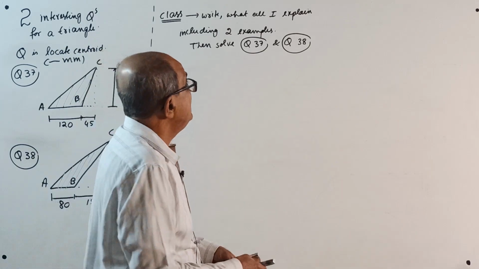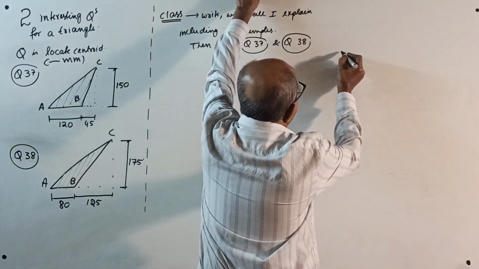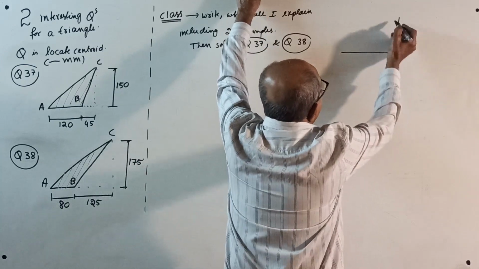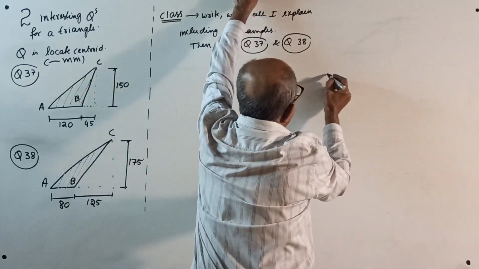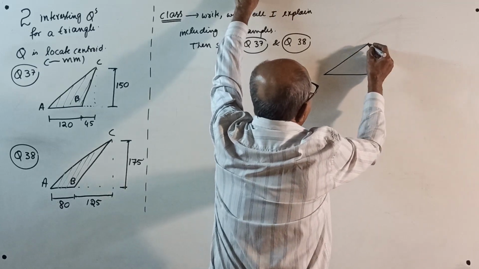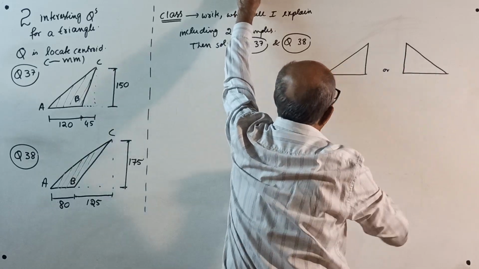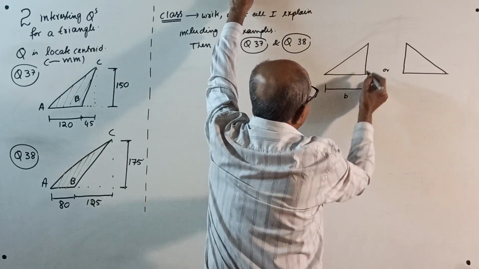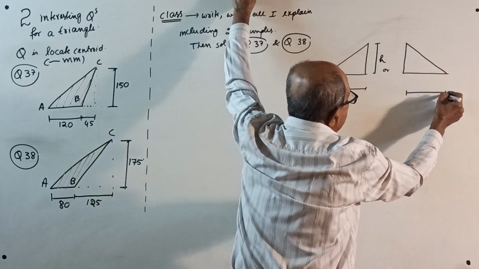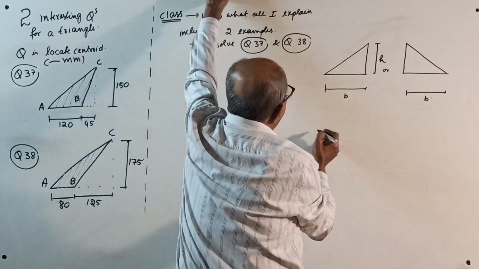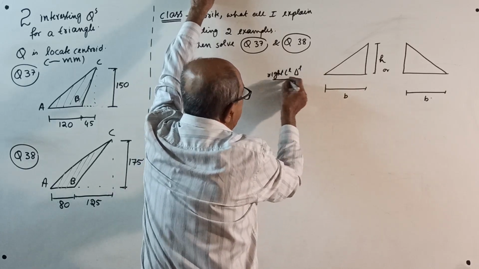First of all, make a note. In the class, 3 types of triangles were already told to you. 1, right angle triangle. Of course, it can be like this, or like this, or like this. I told you this is the base B, height H. Here also height H, base B. These are all right angle triangles.